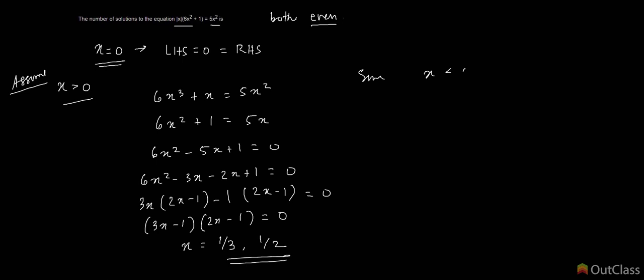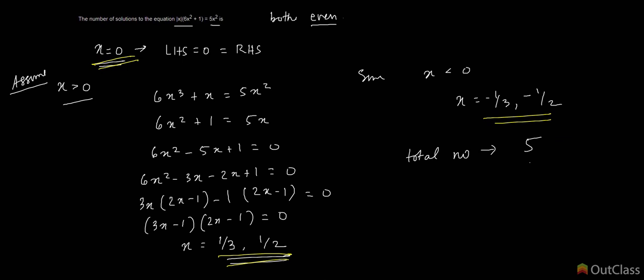Similarly, for x less than 0, you will get x is equal to minus 1 by 3 as well as minus 1 by 2. That means the total number of solutions is 5. You have your 0 which doesn't have a duplicate, you have 1 by 3 and 1 by 2 with their duplicates minus 1 by 3 and minus 1 by 2: 5 solutions.